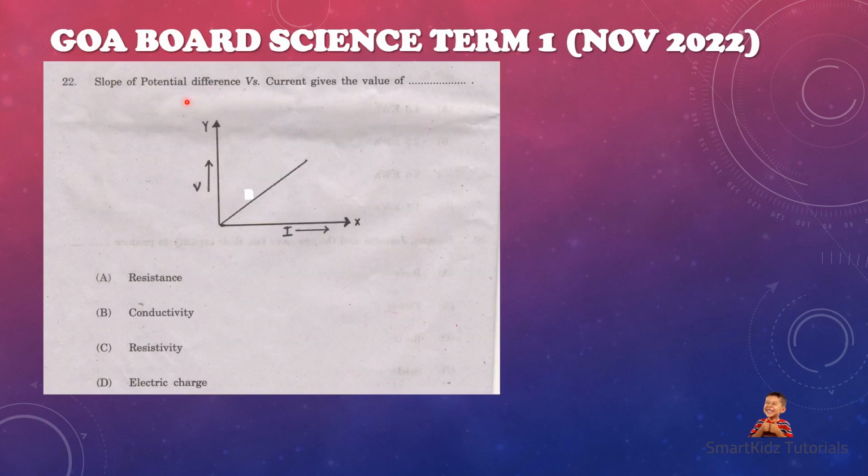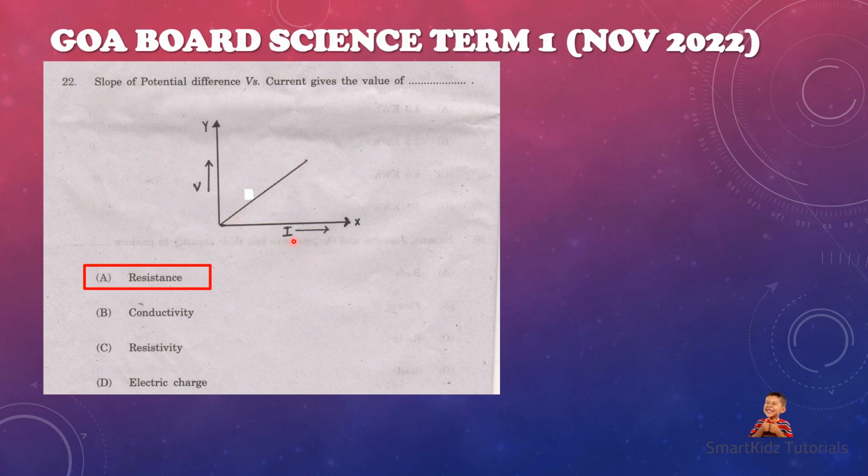22nd, the slope of potential difference versus current gives the value of, answer is resistance. Okay, I know that some students might be confused over here, some may not be aware of this graph, and the most obvious thing, going by Ohm's law, they would have chosen resistance. But if you carefully have a look, you have been given a graph of potential difference versus current. Because it is given this way, this slope is equivalent to the resistance.